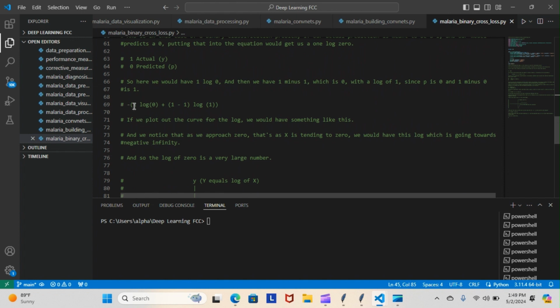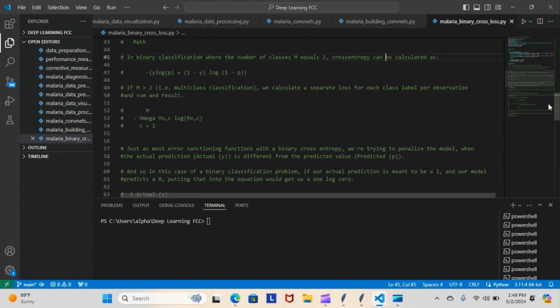So you can see here we have the negative 1 log 0 plus 1 take away 1 log of 1. Now we only have a log of 1 here as opposed to the 1 take away p, because as you remember, the p is 0, so 1 take away 0 is 1. So we just leave that off and leave it as log 1. And that's what I'm going to leave it for now.